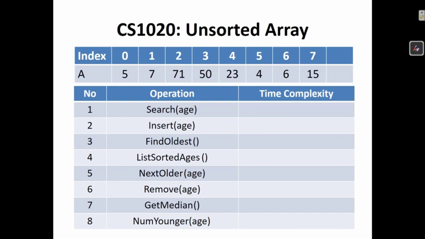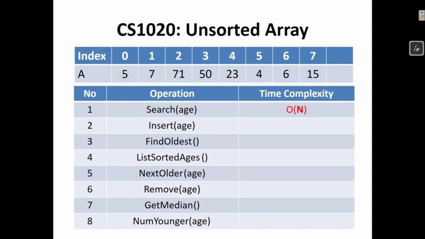Here I have this array with 7 ages or 7 items inside. All the ages stored here are not in any sorted order, so it's an unsorted array. Now, how would I implement each of these operations using an unsorted array? First one, search for an age. It's unsorted, so just go through the entire array and find whether you can find that particular age or not. What's the time complexity? If you have n items, it's O(n) time.